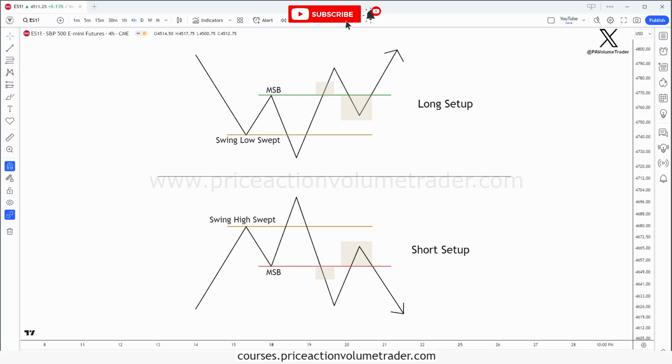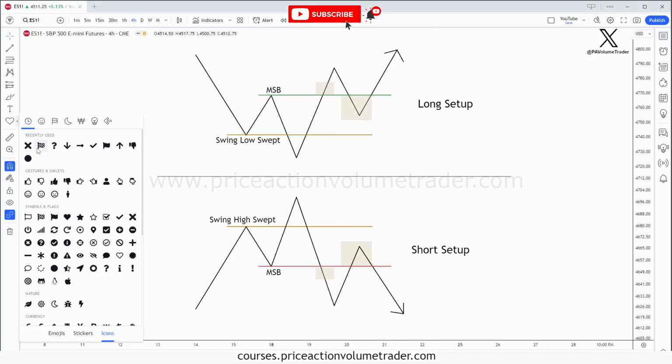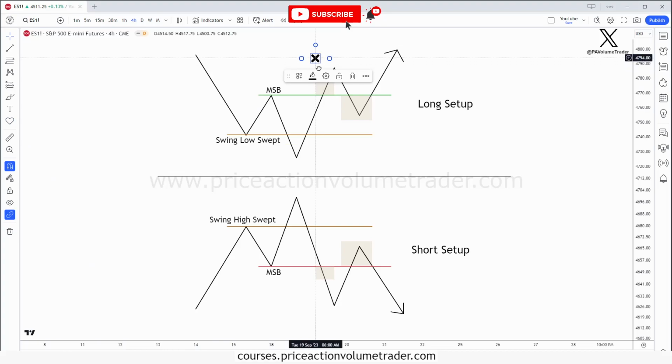So in this video I'm going to show you how to identify this pattern, and then how you would trade this, where you would be looking to get in, where your stop loss will go, etc. Which actually I am missing this right here. Okay, so let's talk about this from the long setup first.